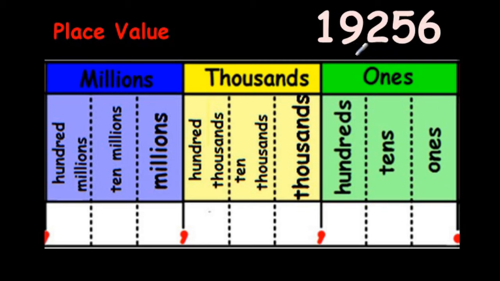Now, you're going to help me write this whole number in this place value chart. Now you tell me, where should I start from? Very good. I'm going to start from my right. So 6 is going to go in the ones room. Very good. What should I do next? Very good. 5 will go in the tens room.